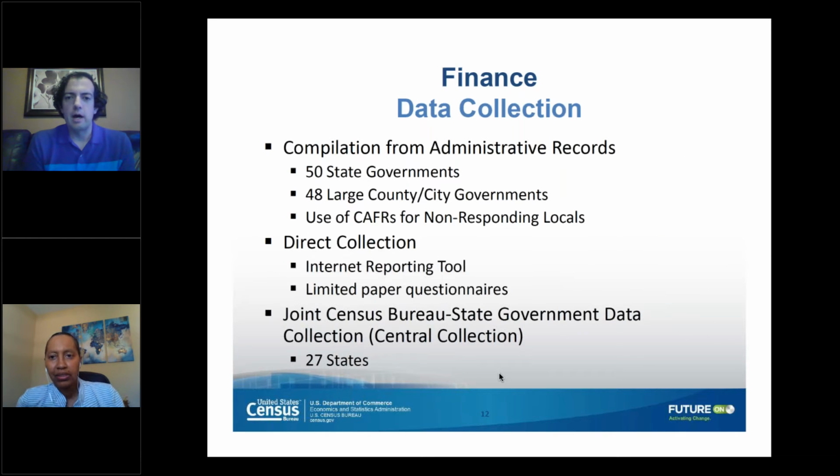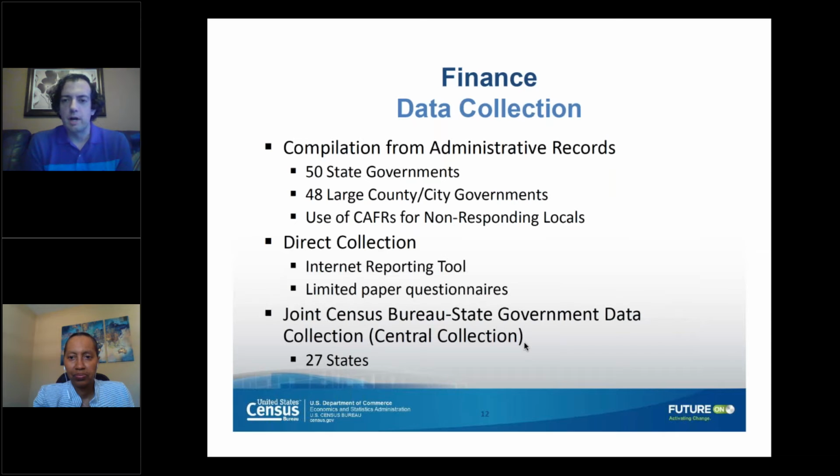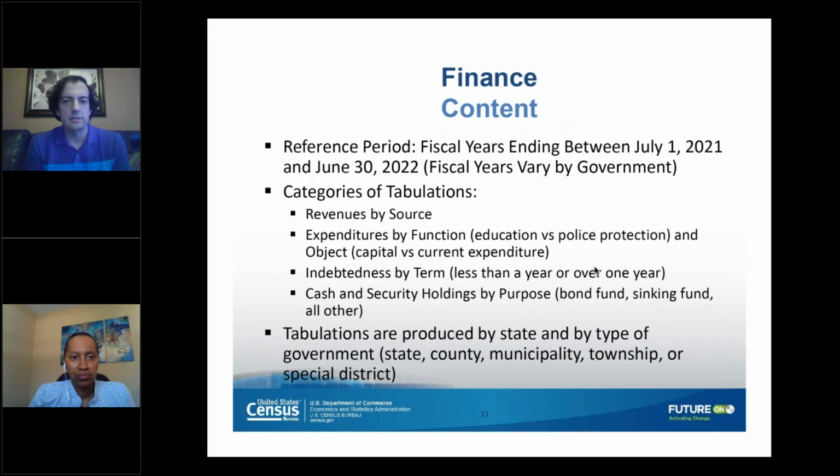My branch is one more back, slide 11, I think. My branch is primarily concerned with four categories of financial data: revenue, expenditure, debt, and cash assets. Revenues we collect by source, such as property taxes, sales taxes, intergovernmental transfers, utilities, fees, etc. Expenditures we collect by function and object.